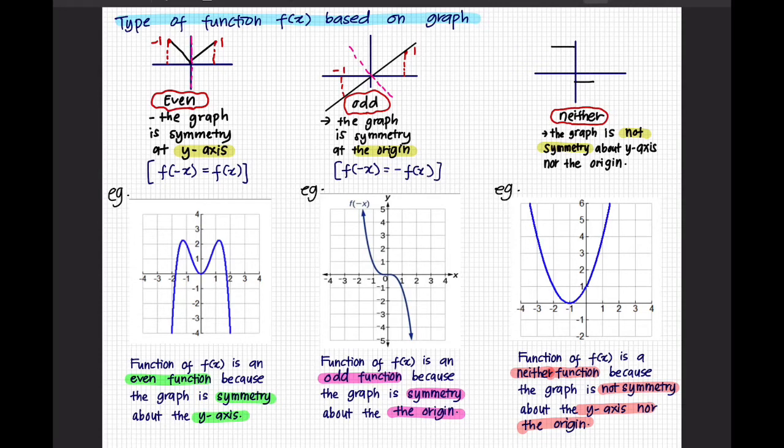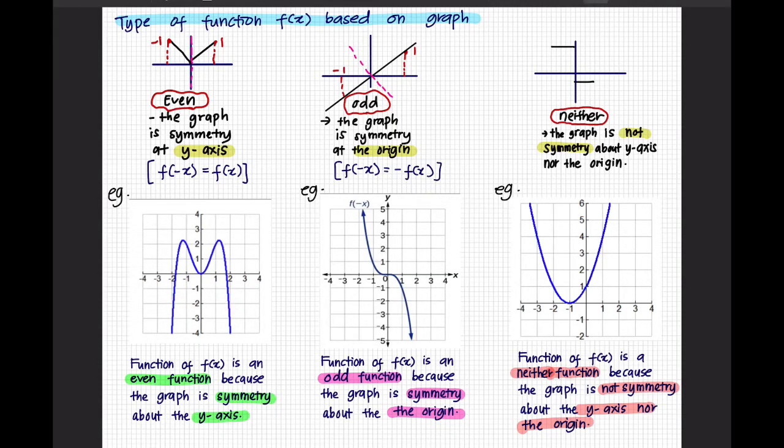Okay, let's recall the type of function f(x) based on the graph. The function is even when the graph is symmetric about the y-axis. So the graph is a reflection of each other. Look at the example. Okay, when you put a mirror here, you can see that the image of this graph is reflected here. The function of this graph is an even function. Okay, from the formula you can see that f(-x) equals f(x). So if I have 2 here, then the image is 2 also. If you have 0 here, so 0. If you have -2 here, the image is -2 also.